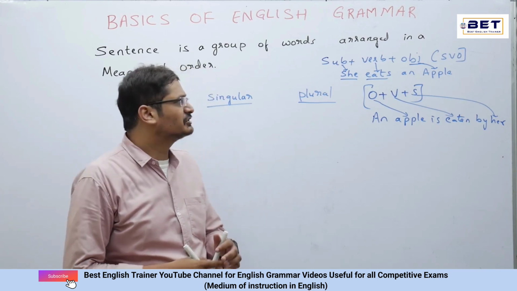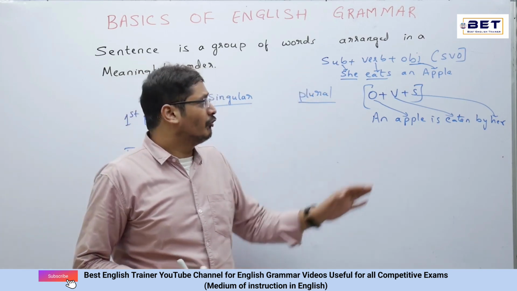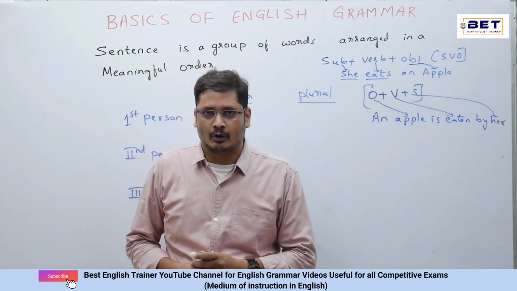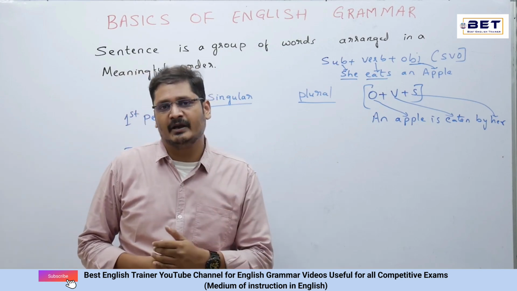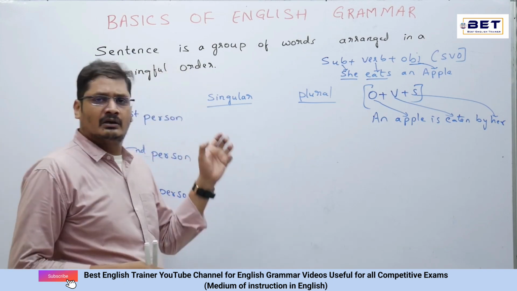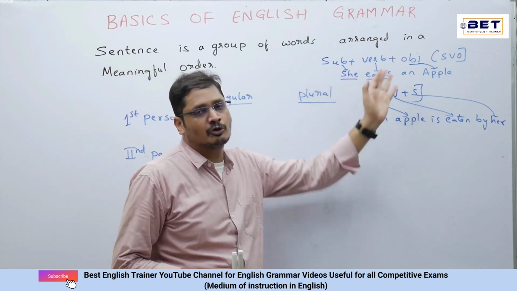Now what is this SVO? SVO is very simply the active voice. Now what is this OVS? OVS is nothing but the passive voice. That is how the sentence can be made. So a sentence should be in a meaningful order. Now we have the SVO, that is altogether subject plus verb plus object.